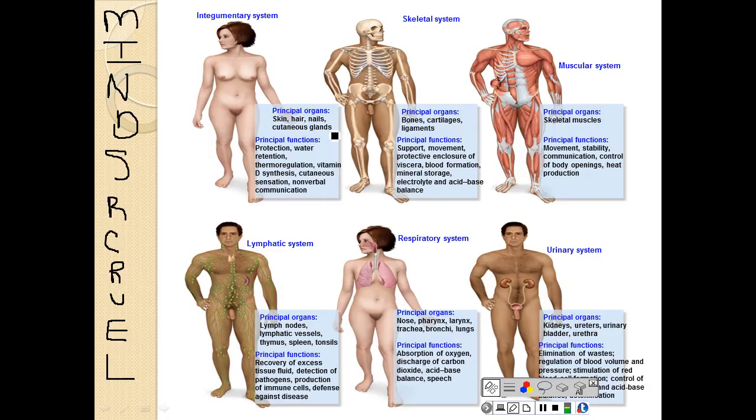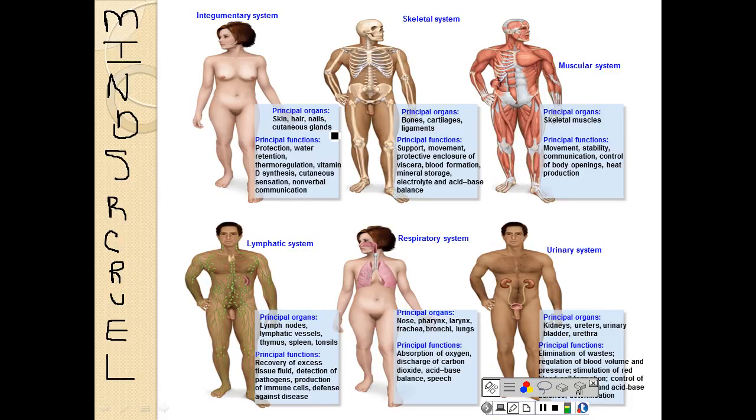If I say hair and nails, what system is that in? Are you going to say skeletal? Of course not. Muscular? No. Lymphatic? No. Some of them are very obvious. You can say, okay, it's in the integumentary system. We're dealing with the skin. What's the function of the skin, of this integumentary system? To protect the internal organs from the external environment. How about vitamin D synthesis? Non-verbal type of communication.